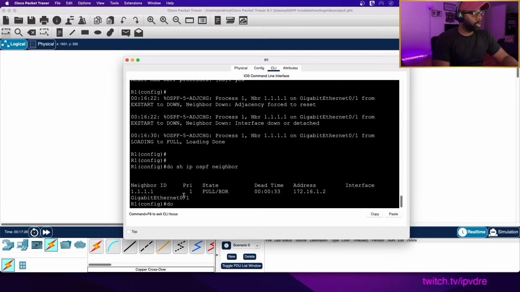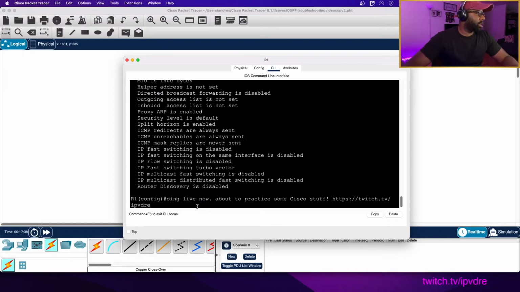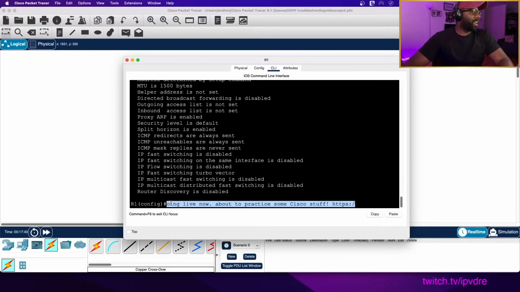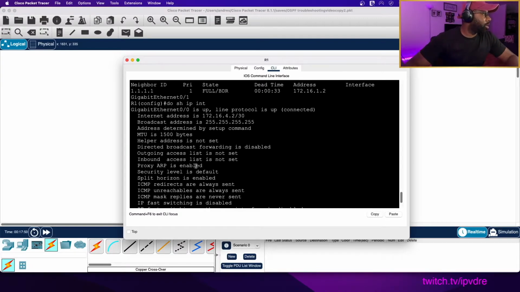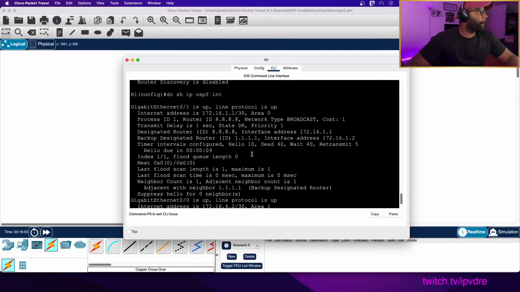So now we're going to do show IP interface. Can I do show IP int? Yeah, I like using the, oh, why did I do that? Oh man, I copied and pasted my Twitch announcement into the command line. That's funny. So what was I looking for? Which one was it? No, it was do show IP OSPF int.